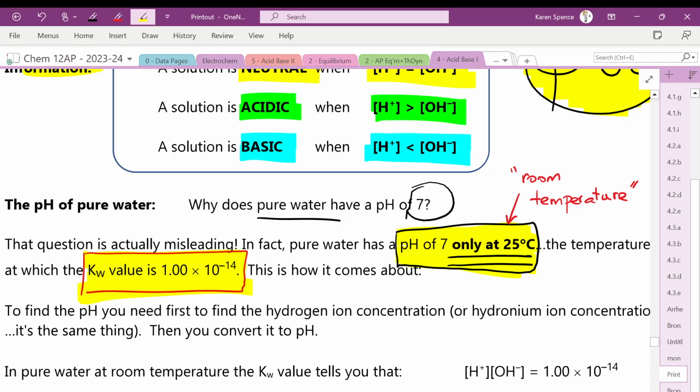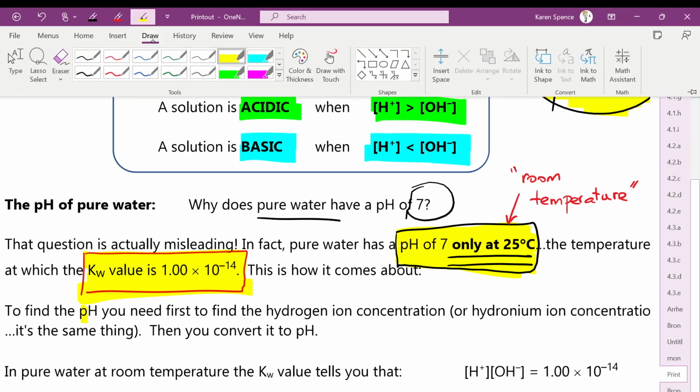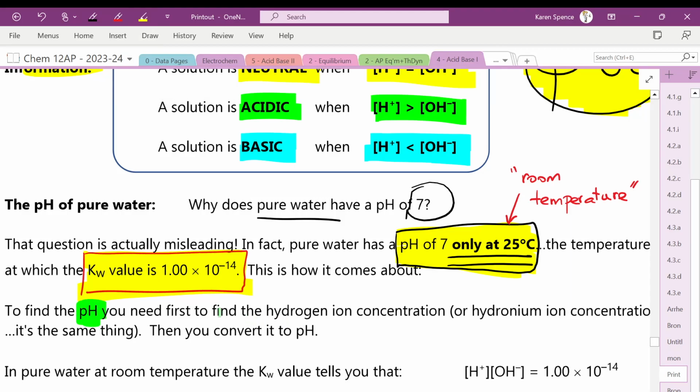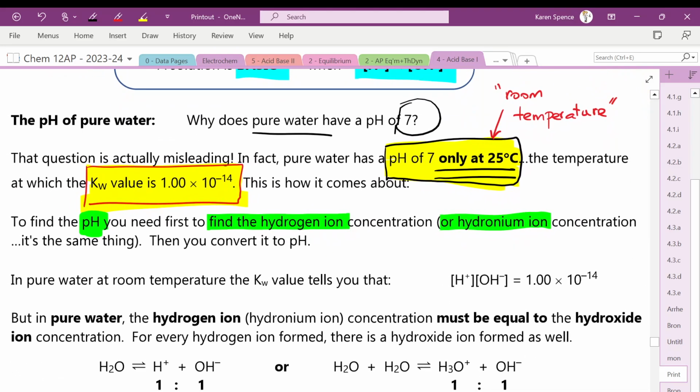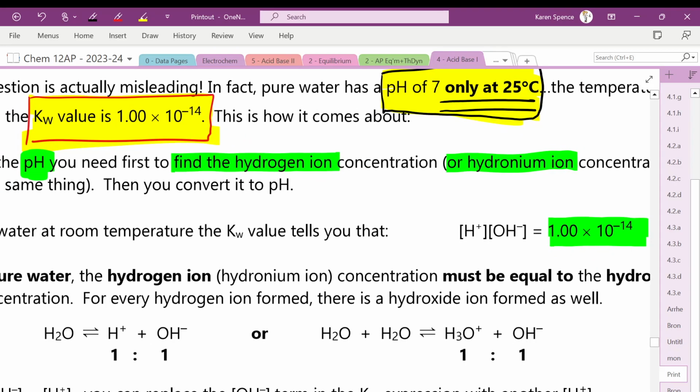So to find pH, you must find the hydrogen ion concentration, right? We want to find pH. We need to find the hydrogen ion concentration, or hydronium, of course, because that is the same thing. And we know, because we can look it up if we need to, or we have memorized it, that Kw is 1.0 times 10 to the negative 14, and Kw is the constant for this equation here.